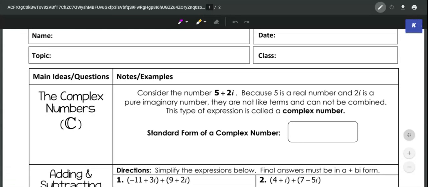So in this video, we're going to look at complex numbers. So we just looked at imaginary numbers. Now we're going to look at combining real numbers with imaginary numbers. That's what creates a complex number.